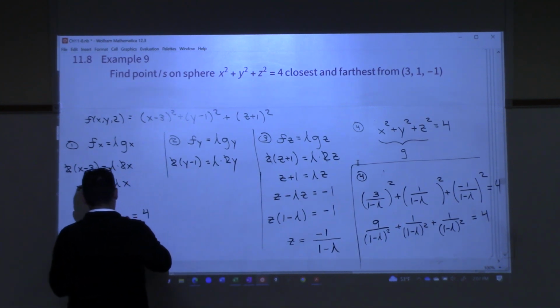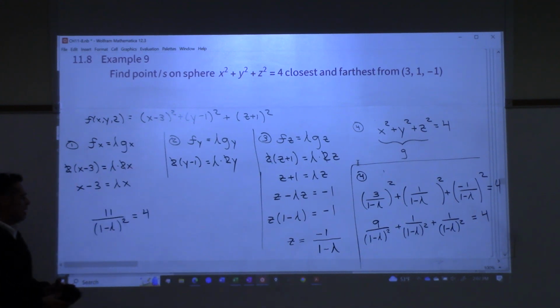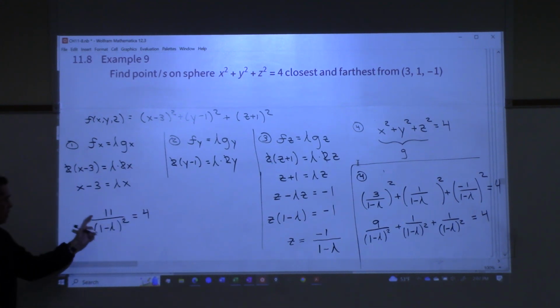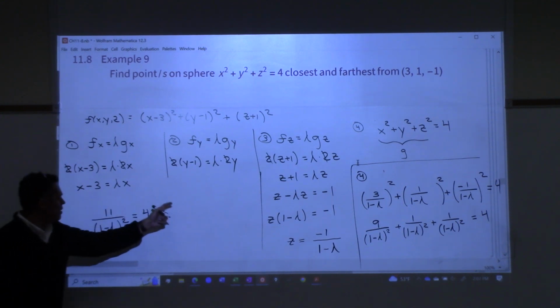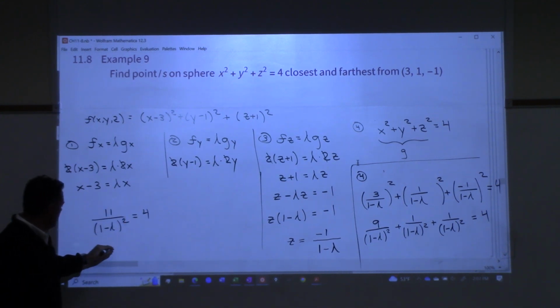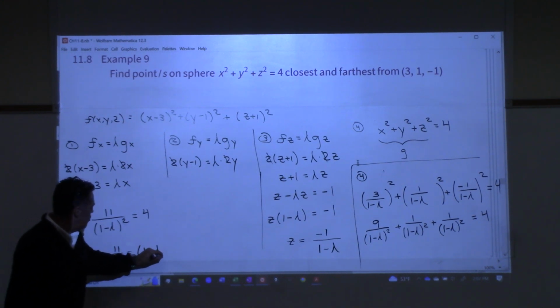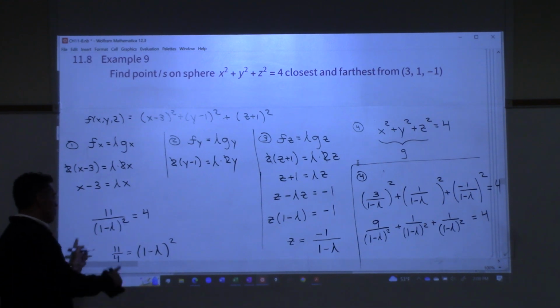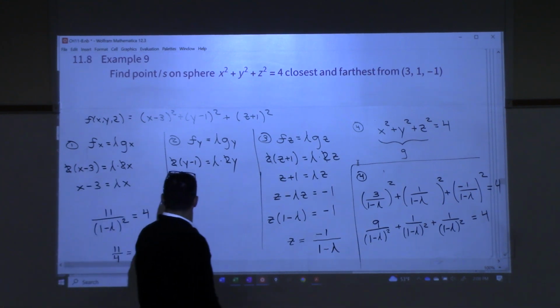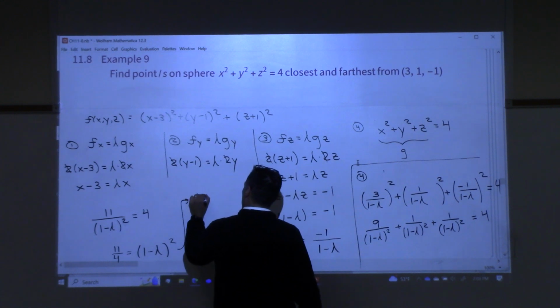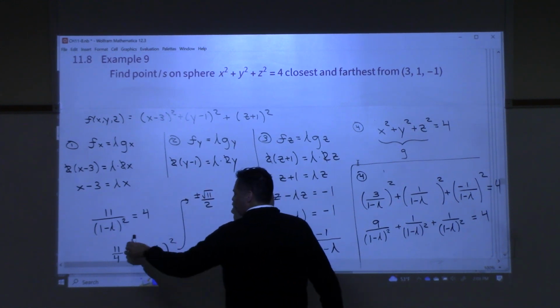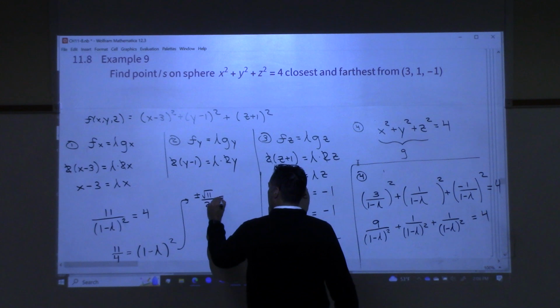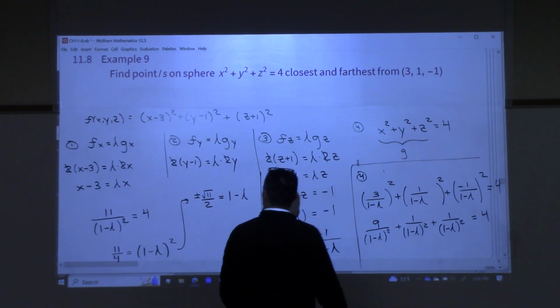And then now you can just multiply both sides by the denominator here, right? Multiply the left side by 1 minus lambda squared, multiply the right side by that, then divide by 4. So you should get 11 fourths equals 1 minus lambda squared. This is ugly, but it is what it is, okay? And now you take the square root on both sides. So you get plus or minus root 11 over 2. I'm taking the square root top and bottom, plus or minus, equals 1 minus lambda.